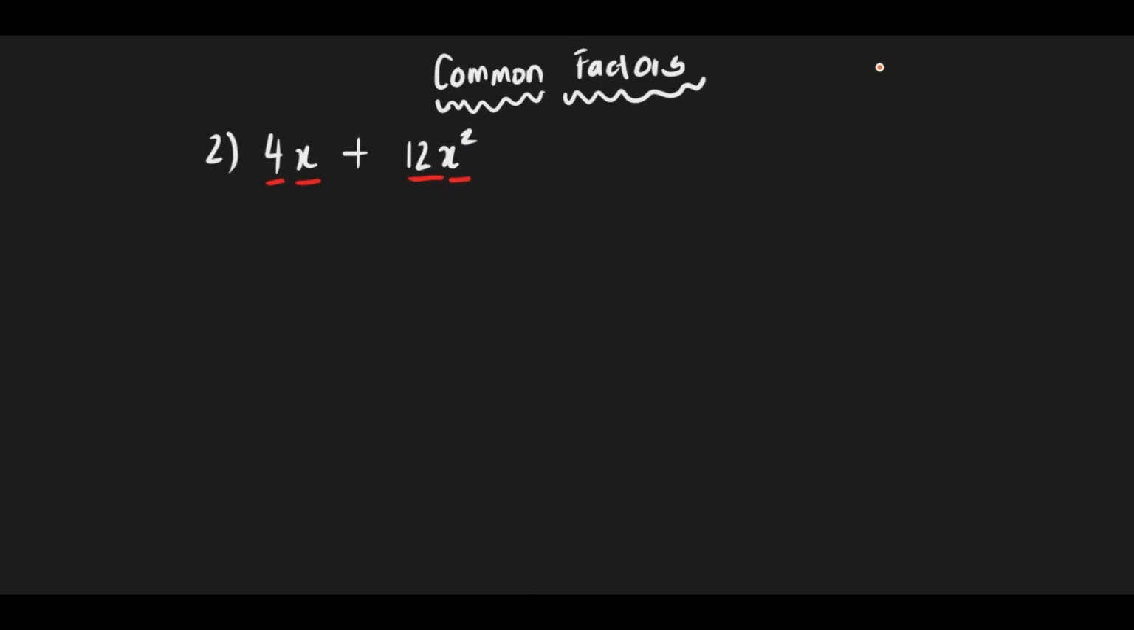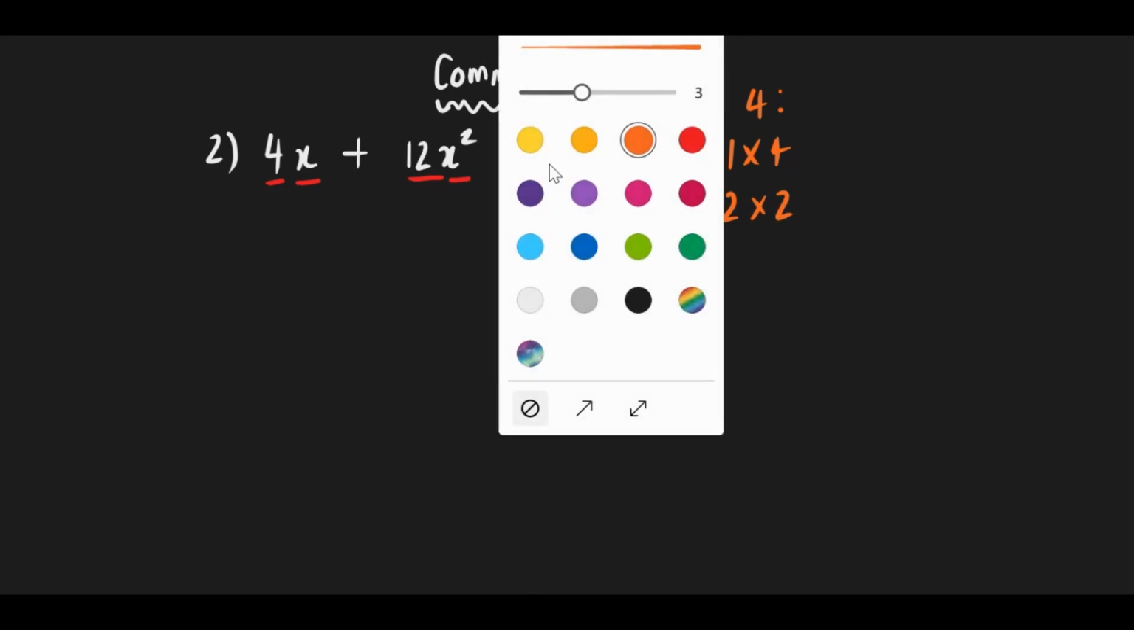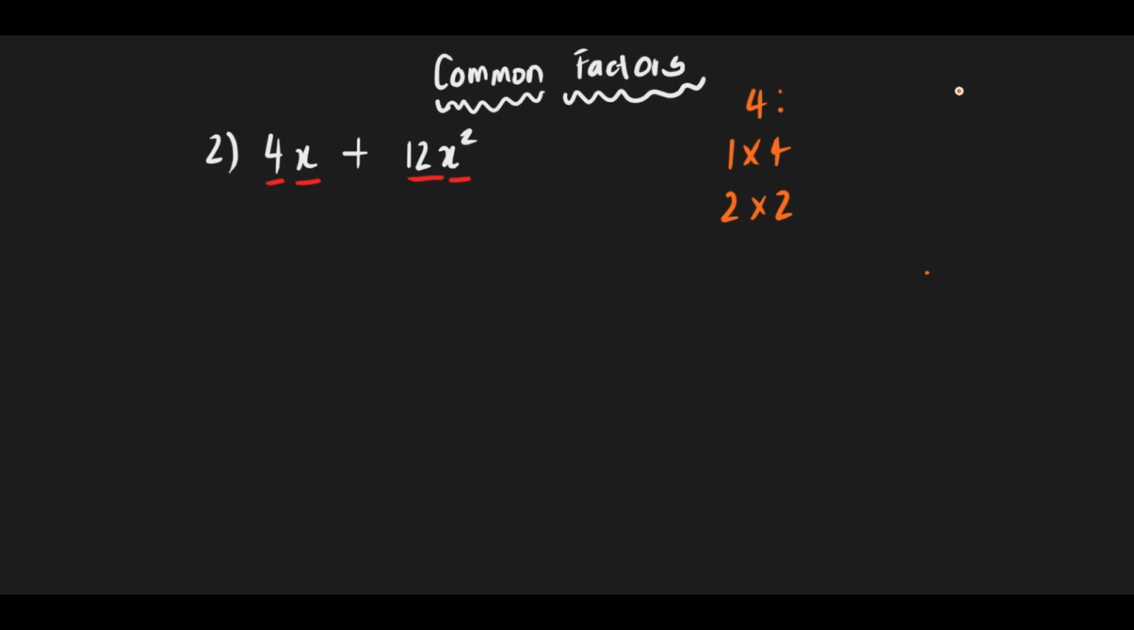So on the side, let's write the factors of 4. We know the factors of 4 are 1 multiplied by 4, and the second one is 2 multiplied by 2. Right? Now, let's go and find the factors of 12. So we know that the factors of 12 are 1 multiplied by 12, then 2 multiplied by 6, and the last one is 3 multiplied by 4.